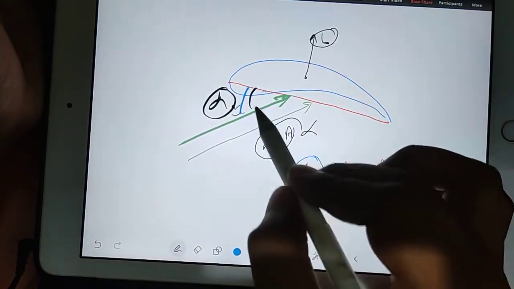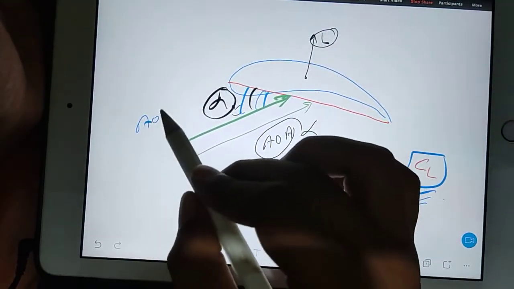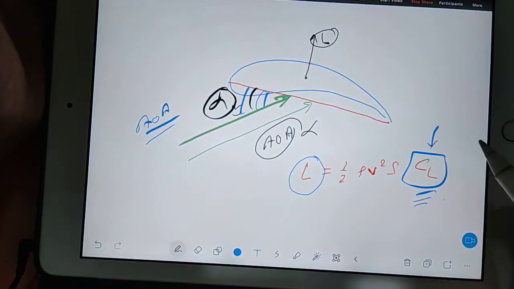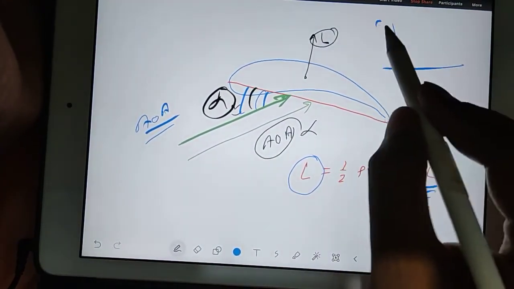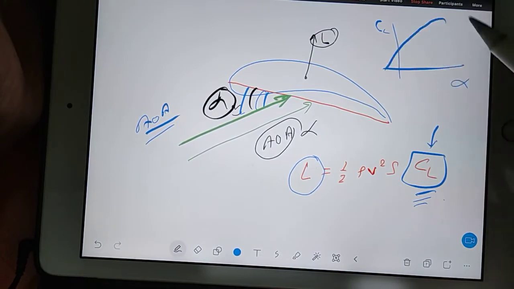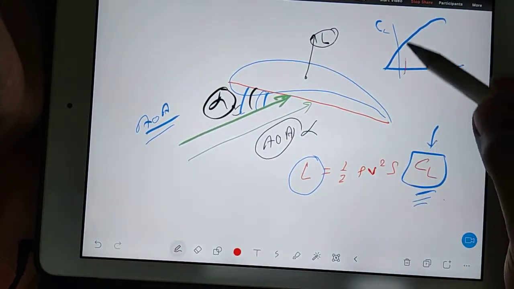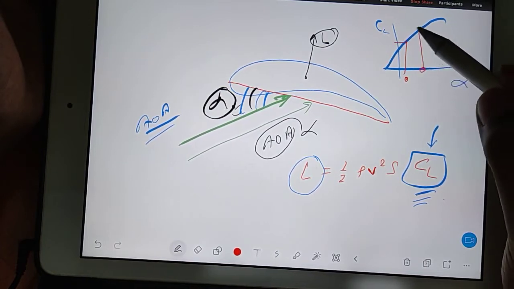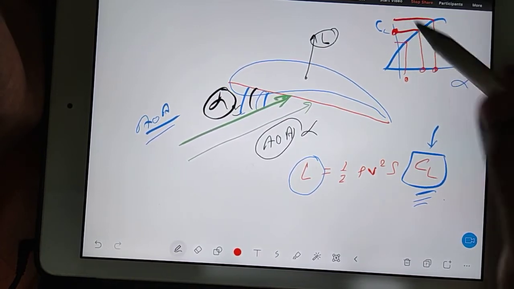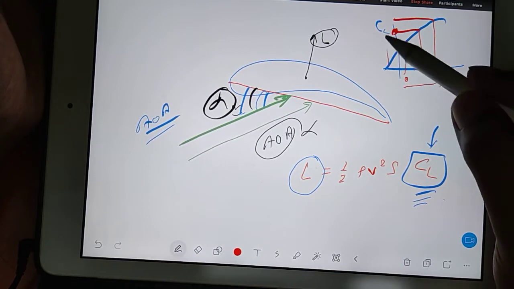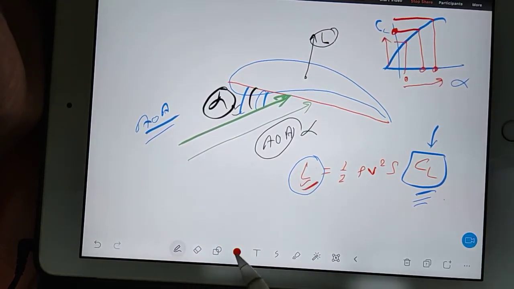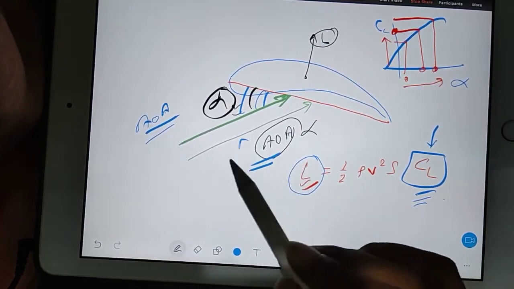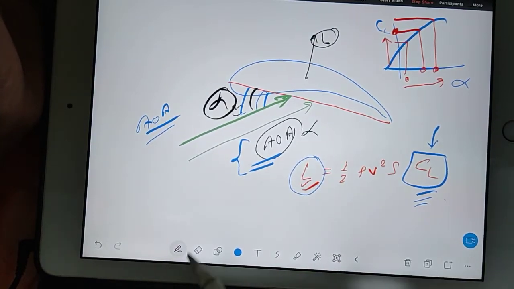So whenever we have angle of attack, CL increases, because we have a CL versus alpha graph like this. If alpha increases, you can see for this alpha, you have this CL. For this alpha, you have this CL. For this alpha, you have this CL. So if you increase the alpha, CL increases. Because of that, lift increases. That's why angle of attack is a very, very important point to discuss. So this was the angle of attack. Clear?